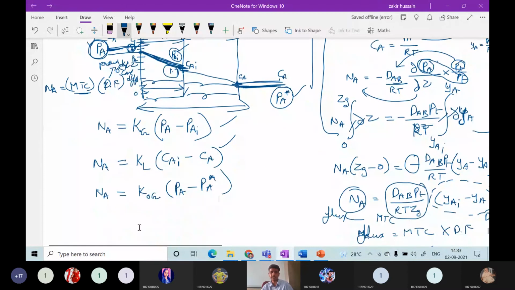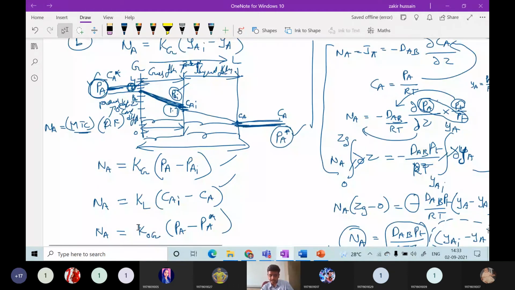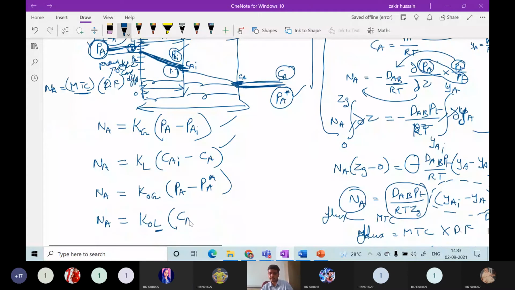Similarly, for the overall mass transfer coefficient for the liquid phase, that is KOL, the overall mass transfer coefficient in the liquid phase. Now concentration terminology: since this is liquid, you have to use concentration. So here it is Ca star to Ca. Which one is higher, Ca star or Ca? Ca is here, Ca star is higher. So the driving force is from Ca star to Ca.